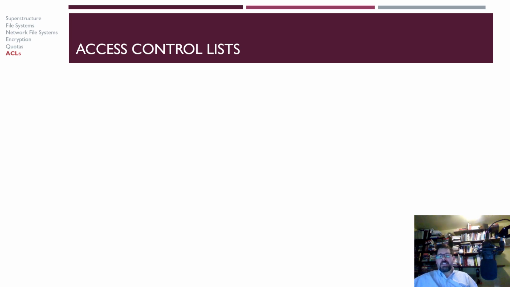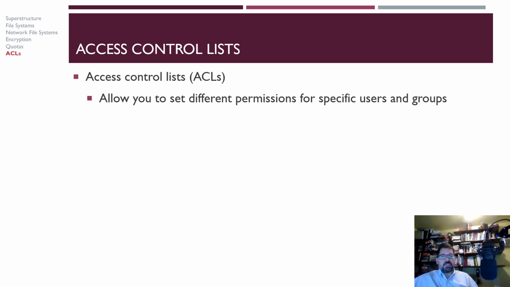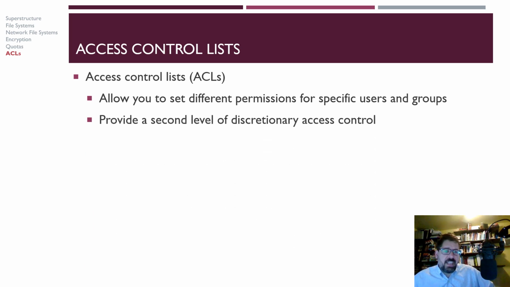And finally, let's talk about access control lists. We know discretionary access control is the default in Linux, but you can also use ACLs to manage access to files. It allows you to set different permissions for specific users and groups, whereas with discretionary access, you can only have one owner of the file, one group that owns the file, and then you can set permissions for everyone else on that file. But it doesn't really give you a lot of control for those files. So ACLs give you much more granular control of the files in your file system, and kind of give you a secondary level of discretionary access control.